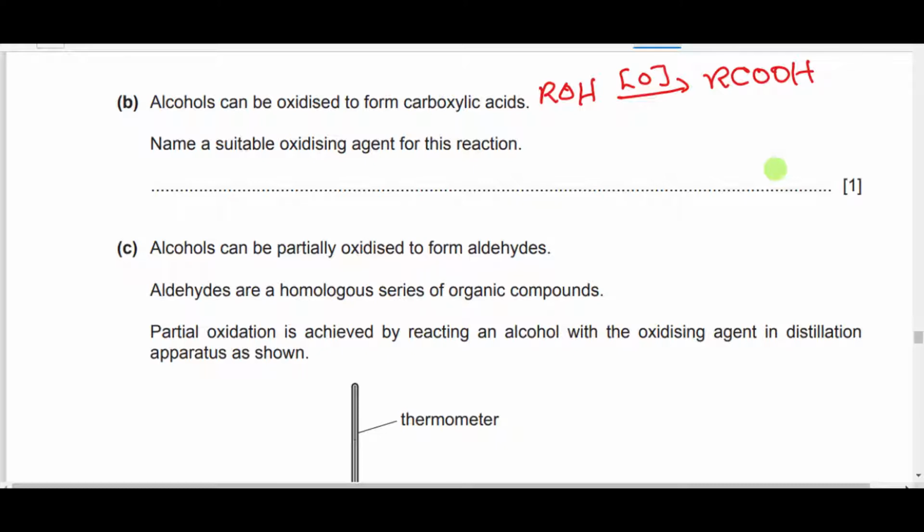Now we are asked to name a suitable oxidizing agent for this reaction. Suitable oxidizing agents commonly used for oxidizing alcohols in organic chemistry are acidified potassium permanganate.